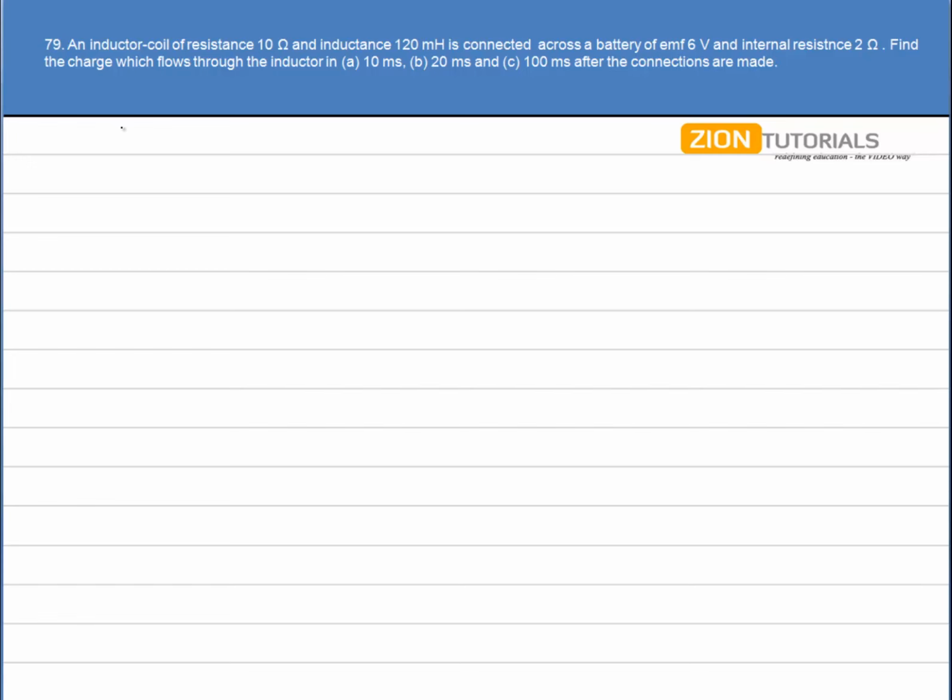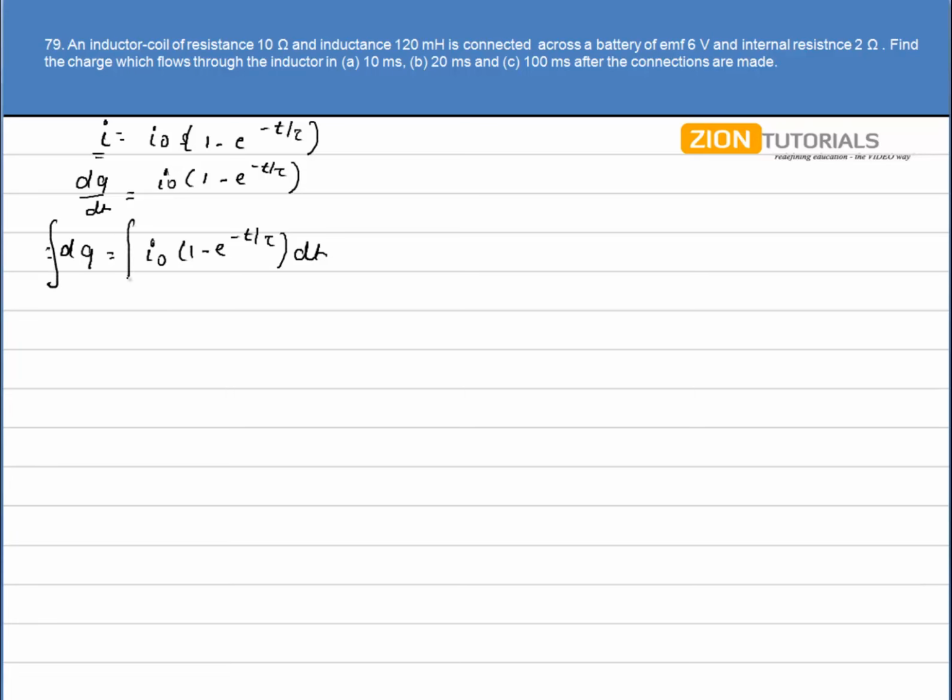Now we know that during charging, current I is given by I naught (1 minus e to the power minus t by tau). Now this I can be written as dq by dt, that is I naught (1 minus e to the power minus t by tau). So dq is I naught (1 minus e to the power minus t by tau) into dt. Now we have to calculate the charge that has flown, so I will integrate both sides so as to get the total charge flowing through the inductor.